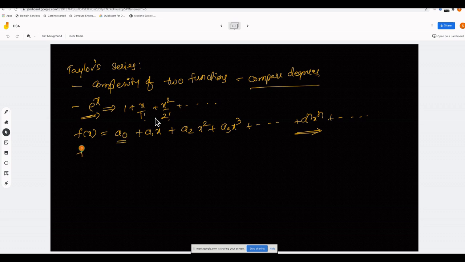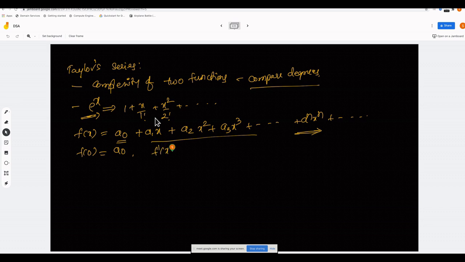So if I just keep x equal to 0, what term will I get? Only a0 on the right hand side, right? Everything else, all these values, will become 0. So a0 is f of 0. So how would I get a1?